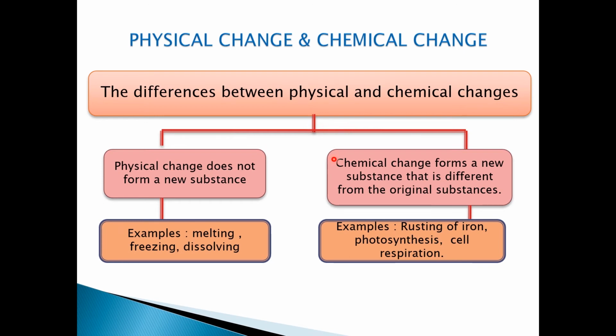Chemical change forms a new substance that is different from the original substances. Examples: rusting of iron, photosynthesis, and cell respiration. The formation of a compound is an example of chemical change.